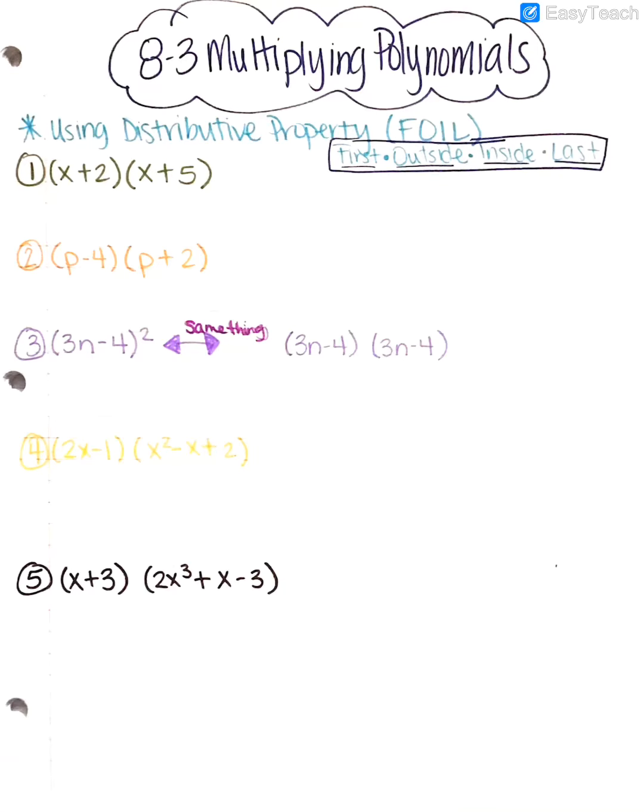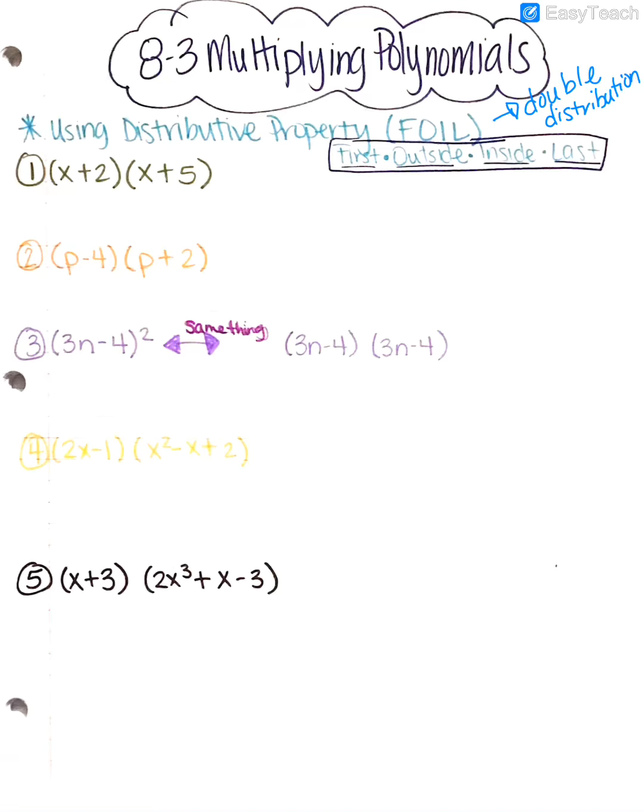Hello class, we're going to go ahead and continue with multiplying polynomials, and it's going to be a continuation of the previous lesson that we did by multiplying by a monomial. The only difference here is that now we're going to be using something called FOIL. FOIL is also known as double distribution. And the reason it's known as double distribution is because you're going to be distributing twice.